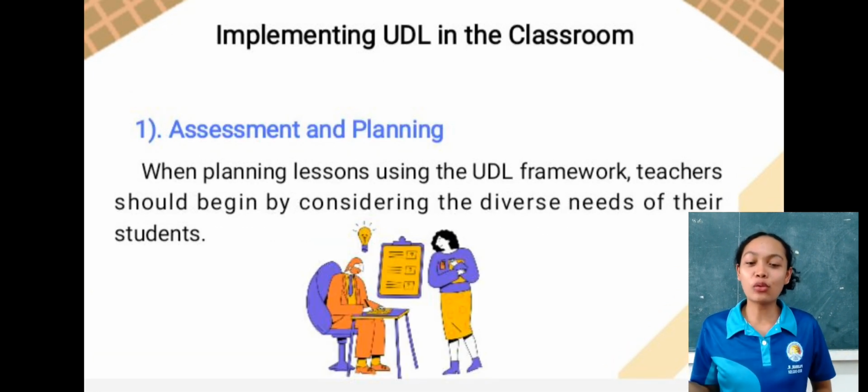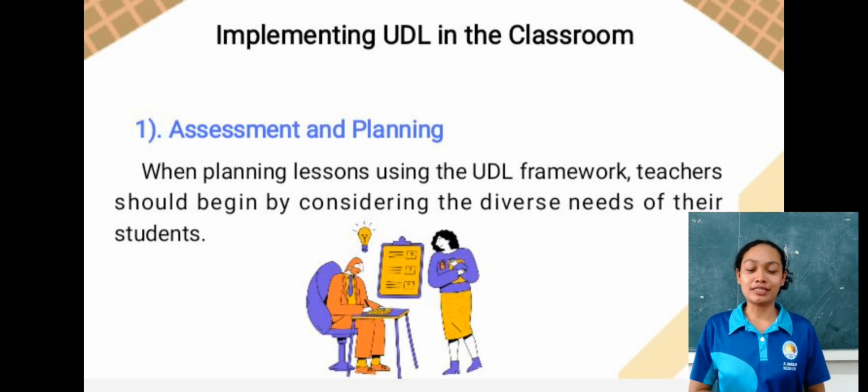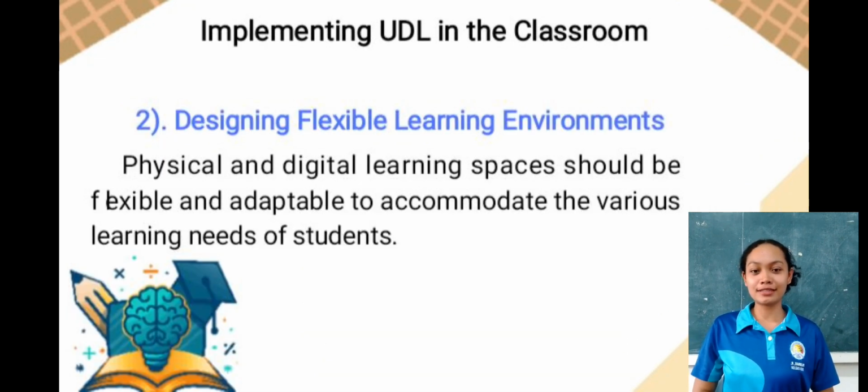Now, let us know how UDL is being implemented in the classroom. This is centered on how teachers should integrate these principles. First, we have assessment and planning. In this, teachers assess student needs and plan flexible lessons. An example for this is using surveys to understand learning preferences and designing lessons with various materials like videos, text, and hands-on activities. The second implementation is designing flexible learning environments.